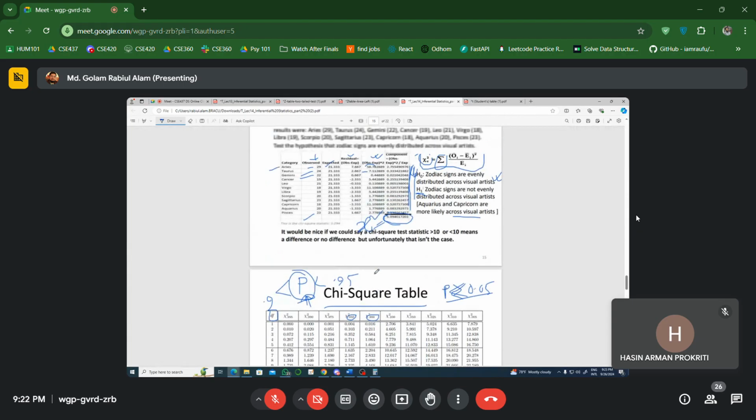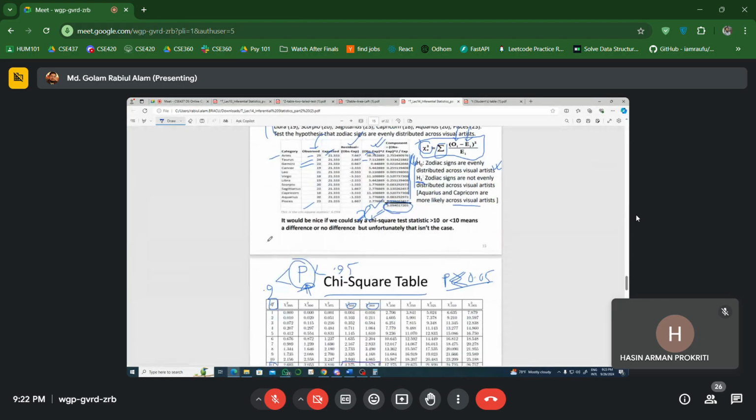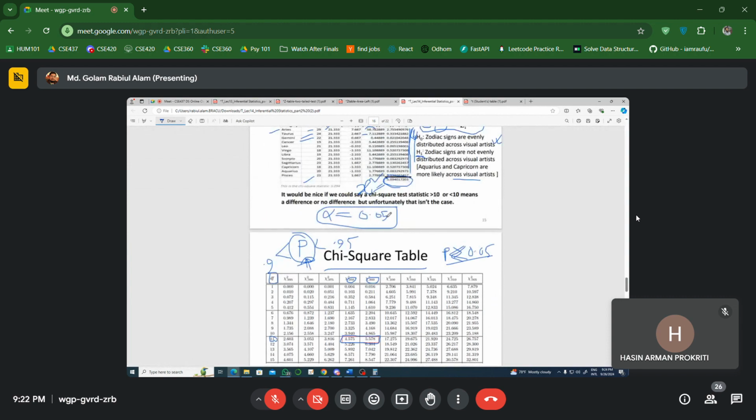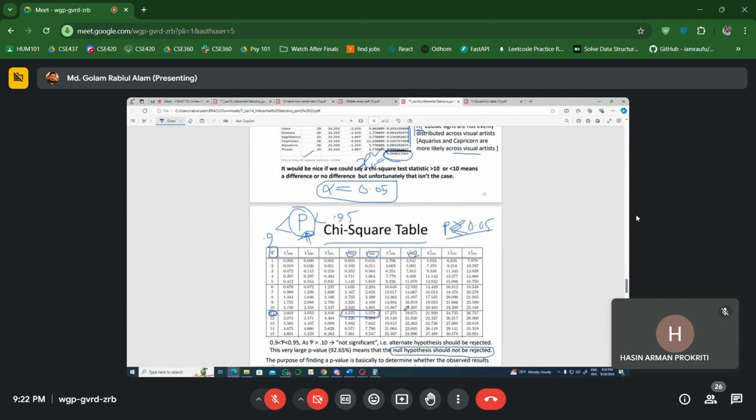In another way, if someone mentions that alpha is 0.05, if alpha is mentioned, then we have to check the alpha. Okay, check 0.05. So here is the 0.05, and 11. Okay, DF 11 and 0.05. So this is the alpha, and in that case, the table value we can see is 19.675.